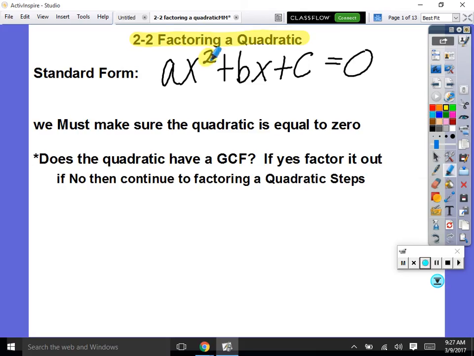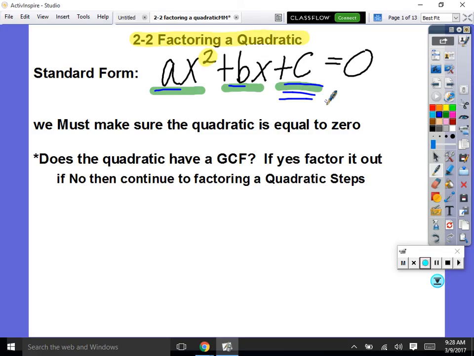So a couple things. To factor a quadratic, first it has to be in standard form and set equal to 0. Everybody, do you see how this is in standard form? Standard form means the highest degree to the lowest degree. Everybody good? Now they're going to have the form ax squared plus bx plus c. You've got to remember this: a is in front of x squared, b is in front of x, and c is our constant.